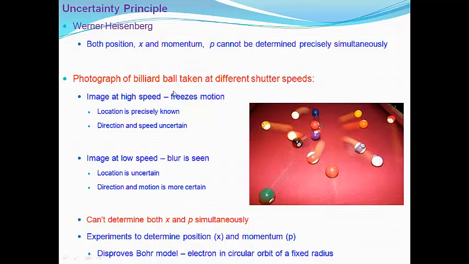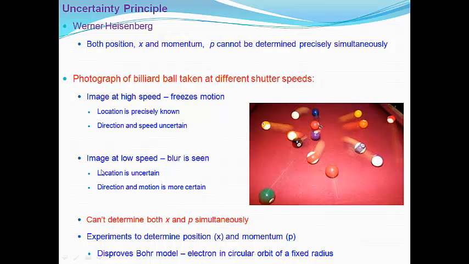And so these two cases are showing us that we cannot determine both the position and momentum simultaneously. In this case, we're able to determine precisely the position, but there is an uncertainty in determining the speed and the momentum.